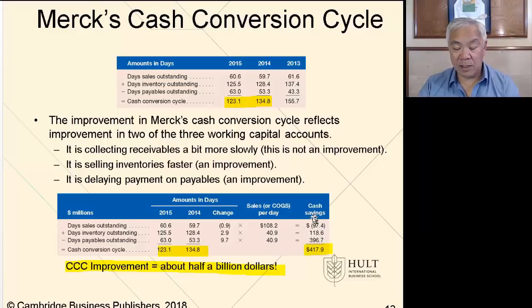And then this number is dollars. It's how many dollars Merck saved by making this change. Bottom line is they saved $400,000 in working capital. So they're able to trim their balance sheet. So a small number like 10 doesn't sound like a big deal, but when I say it's worth about $400 million, hopefully I got your attention. So that's Merck.